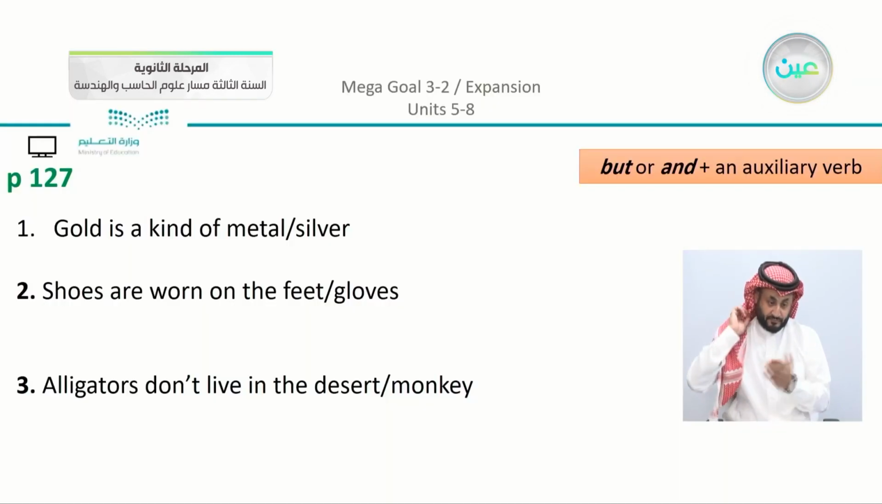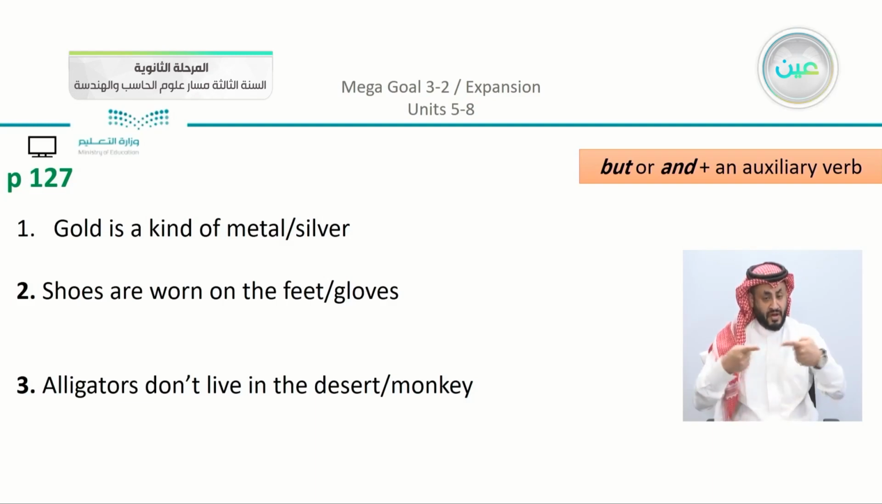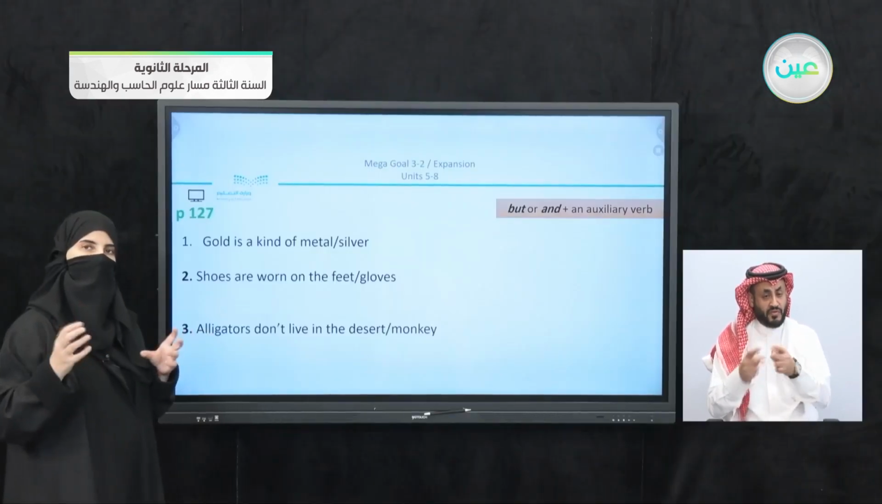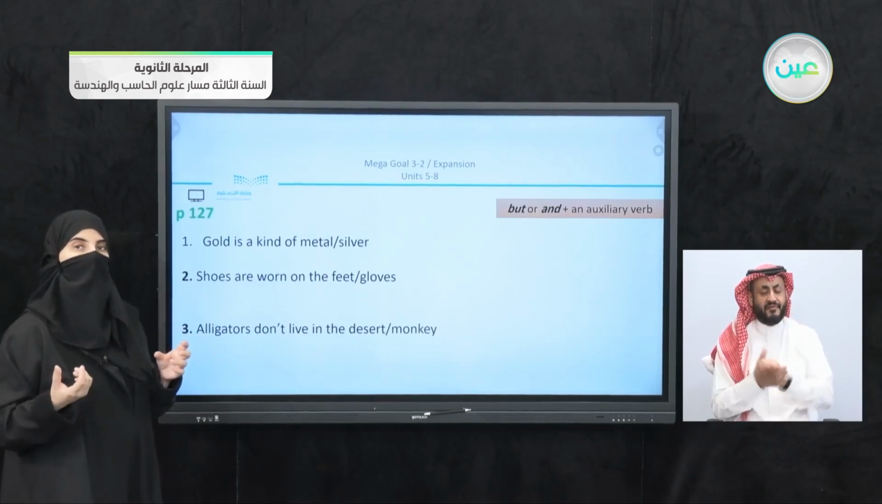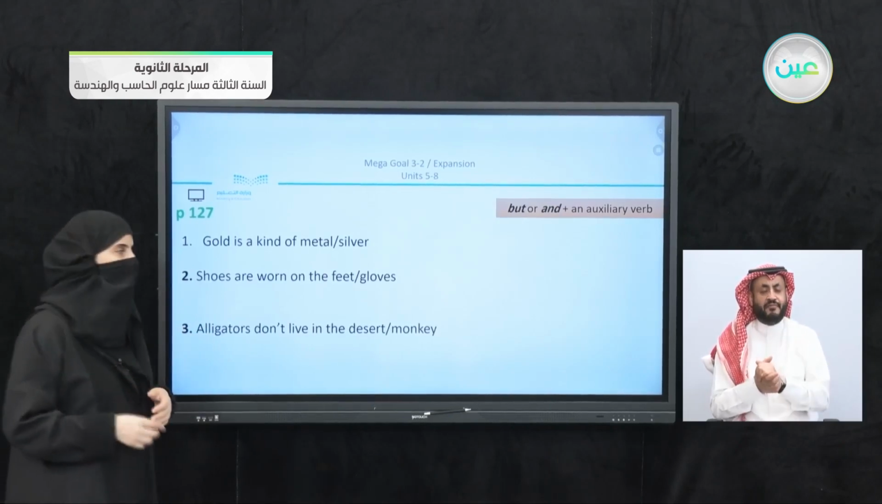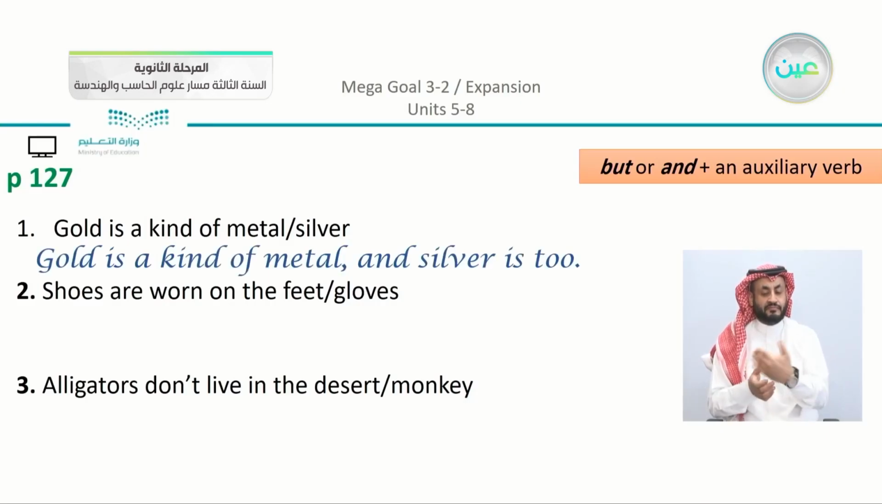Yes, we're going to start. Now note that you're going to just use either but or and in the sentences, but you're going to see what we're going to change. So gold is a kind of metal, silver. So we can see that we have here the two words. We have gold and silver. What can you say about the two substances here? We have here gold is a kind of metal and silver is too. So this is very similar to the sentence that we took in the example.